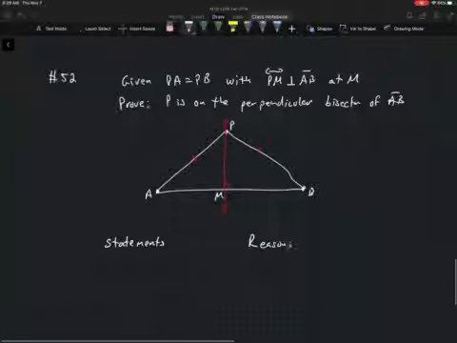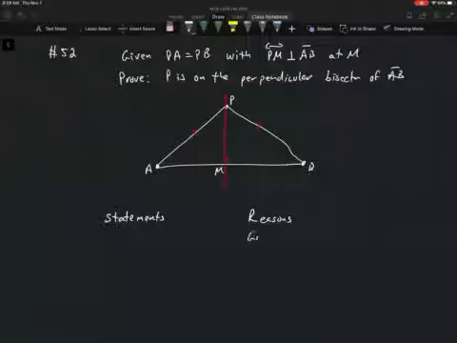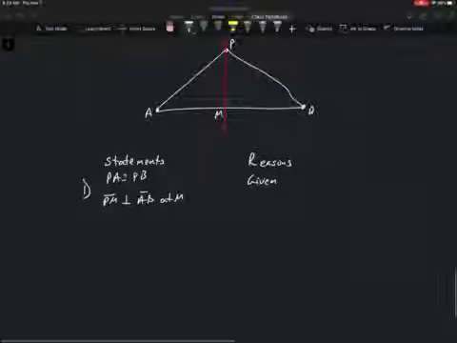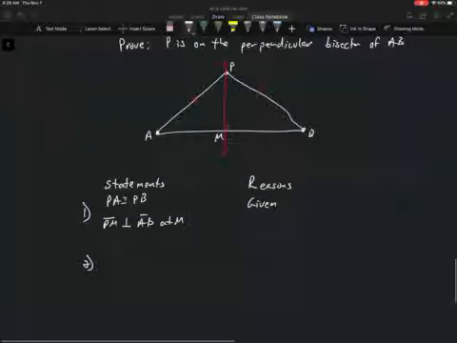And the reasons for the statements. So the first one is the given, right? And they gave us that PA is equal to PB, and segment PM is perpendicular to segment AB at M, right? And so that's what they gave us. I'm going to write this as my number one. That's the given.